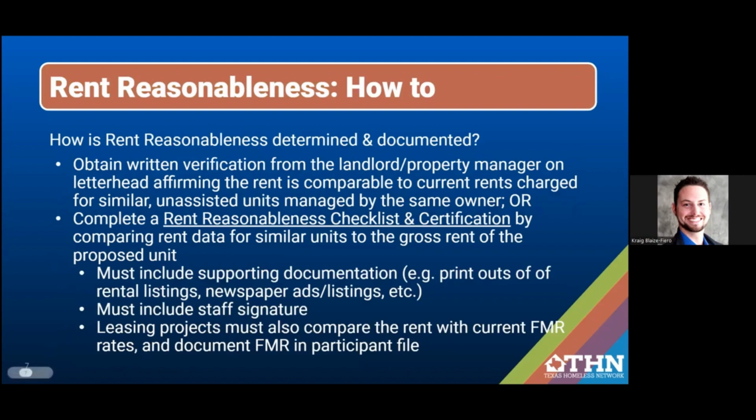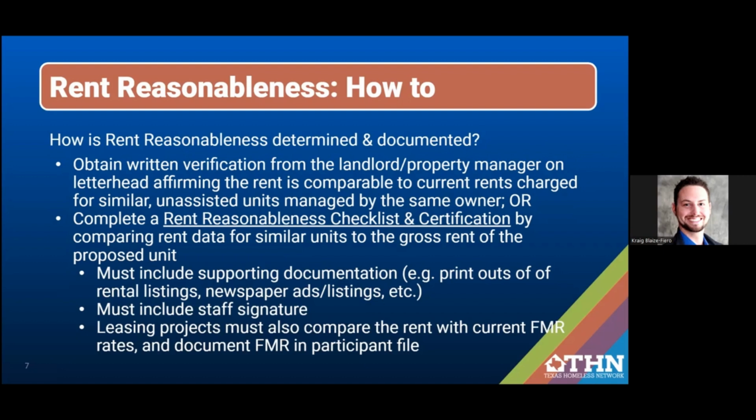So this slide will go into how to determine rent reasonableness and how to document that. There are two main ways to confirm rent reasonableness. One would be to obtain written verification from the landlord or property manager on their letterhead, affirming that the rent is comparable to current rents being charged for similar unassisted units owned by the same management or property owner. So that's one option. Just get a letter from the landlord or property manager attesting to the fact that the price being charged for that unit is the same or similar to what they're being charged for units that are not using CoC funds.